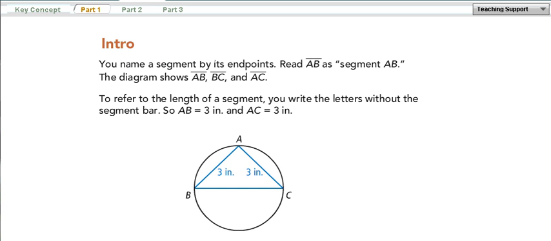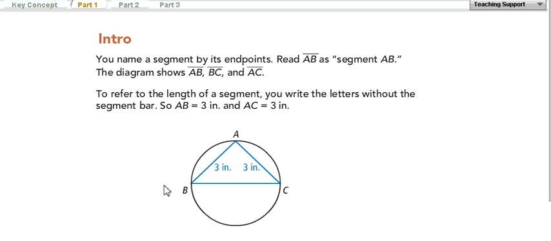A quick reminder that when we name a segment, we call it by the beginning and the end point. So if I'm looking at AB, I would call that line segment AB. BC is, I begin at B and I end at C, and line segment AC is right here, beginning and ending at AC. If I want to refer to the length of these segments, I could say line AB equals 3 inches, or I could also say line AC equals 3 inches.